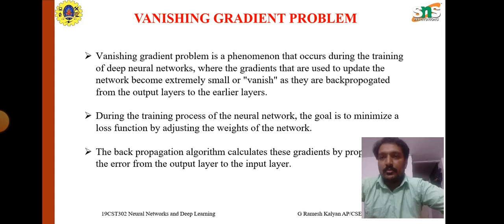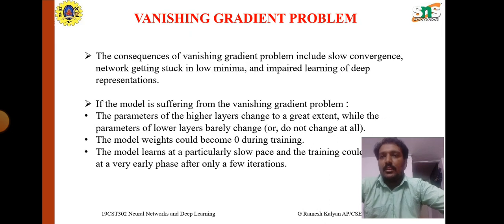During the training process of a neural network, the goal is to minimize the loss function by adjusting the weights of the network. The backpropagation algorithm calculates these gradients by propagating the error from the output layer to the input layer. The consequences of vanishing gradient problem include slow convergence, network getting stuck in local minima, and impaired learning of deep representation.